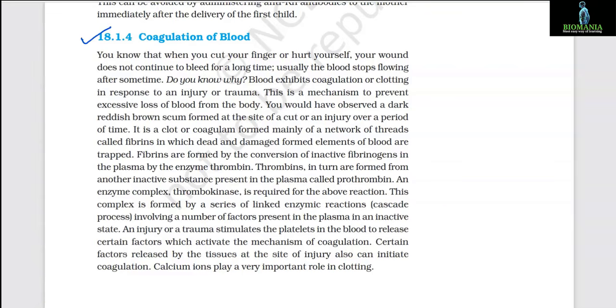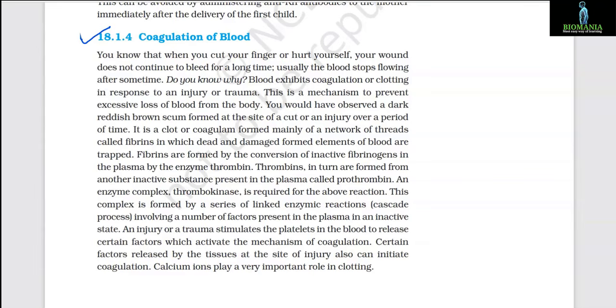18.1.4 Coagulation of blood. You know that when you cut your finger or hurt yourself, your wound does not continue to bleed for a long time. Usually, the blood stops flowing after some time. Do you know why? Blood exhibits coagulation or clotting in response to an injury or trauma. This is a mechanism to prevent excessive loss of blood from the body.